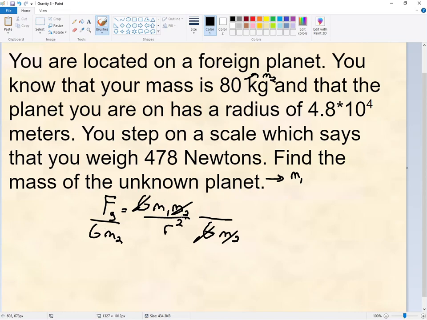Then I still have to get rid of this r squared. So right now I'm dividing by r squared. So the opposite of division is multiplication. So multiply both sides by r squared. And again, this side it cancels. This side it doesn't. So now I have this new equation, right? So I'm going to rewrite my equation. On this side I just have m1 equals. On the other side, it doesn't matter what order you put these in. I'm just going to put Fg first times r squared on top divided by G times m2 on bottom.